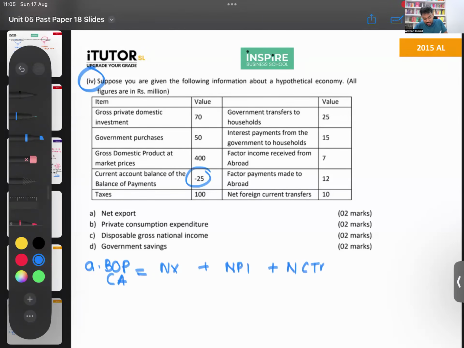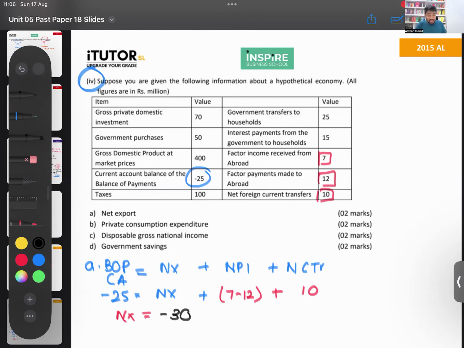So BOP current account balance, they are saying is minus 25. Net exports is what I want. Net primary income, they have given indirectly here. Factor income received is 7, paid is 12. So that is 7 minus 12, which is minus 5. Net current transfers, they have given us 10. So if you work it out, how much do you get as net exports? Minus 30 or plus 30? Minus 30. Okay, that's part A.